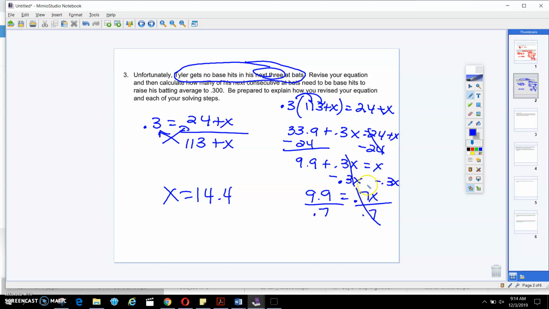Now, the way I get 0.7 is I take 1 minus 0.3, and that gives me 0.7. Divide by 0.7 on both sides, and that's going to give me x equals 14.4. So how many actual hits does he need to make on this one? He needs to make 15, right? Because you can't have half a hit. You gotta take a whole hit. So he needs to make 15 consecutive hits in order to raise his batting average to 0.3.